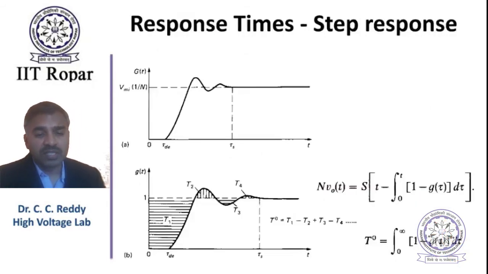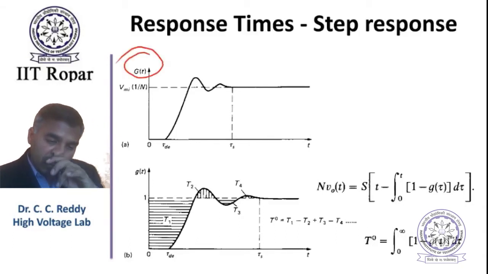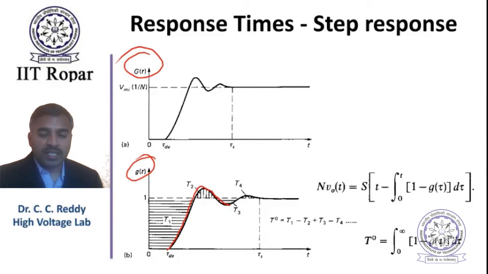Now you can see the response time and the step response. This is the step response, capital GT, and if you multiply it by n, it becomes small gt. Here it is given as small gt, multiplied by n, of course. So this is the step response.